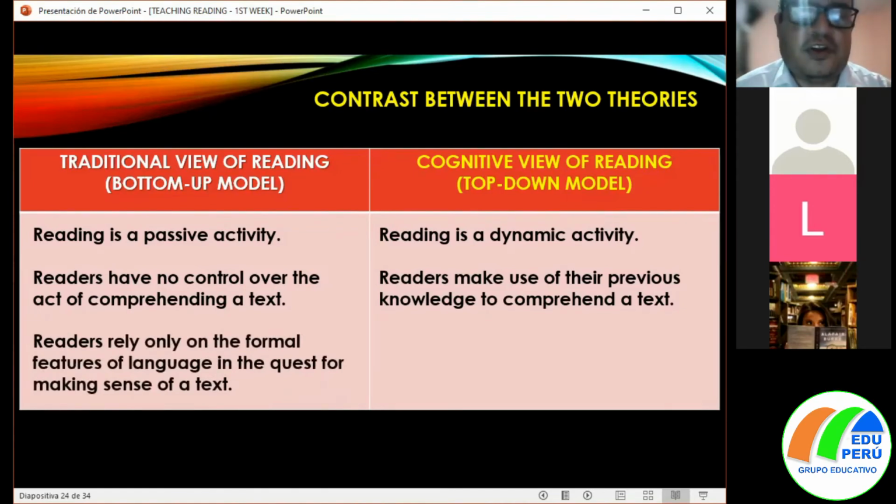In the bottom-up model, readers rely only on the formal features of a language in the quest for making sense of a text. Here, the formal features of a language, because they are going to identify words, letters, spelling, grammar rules. That's it. The formal features of language. And with these formal features of language, they're going to reproduce and make sense of a text.